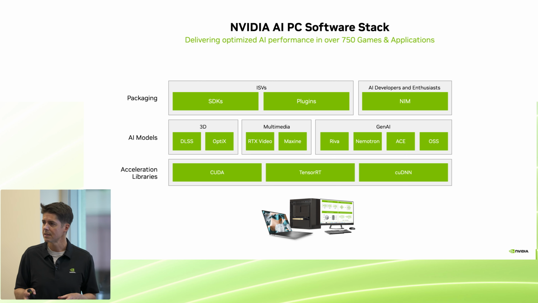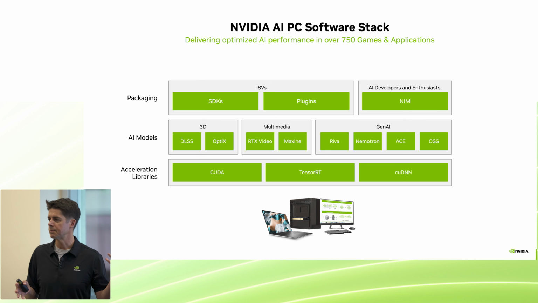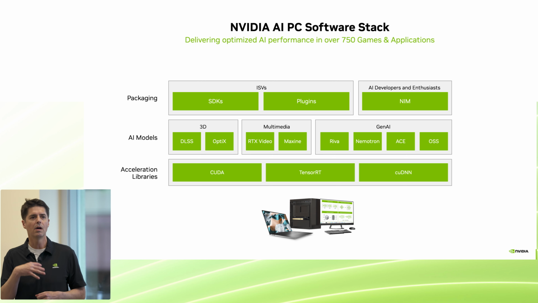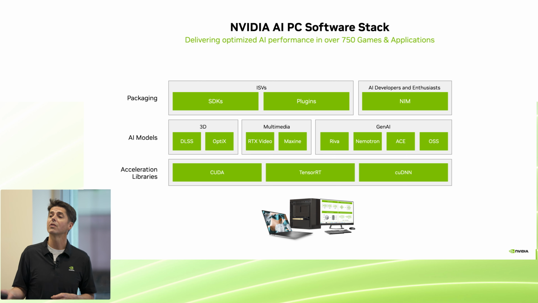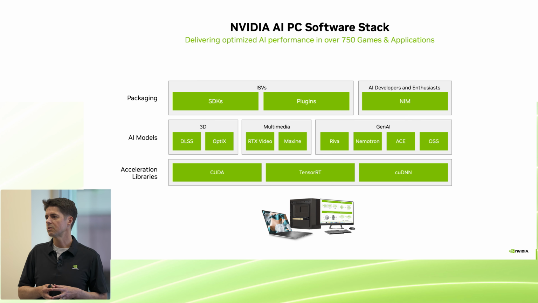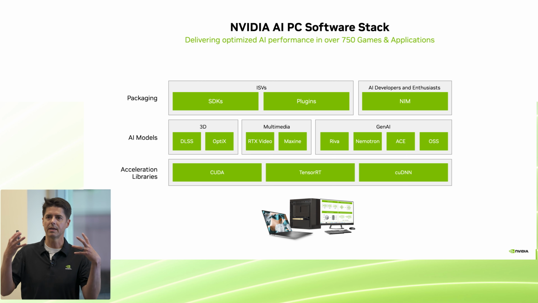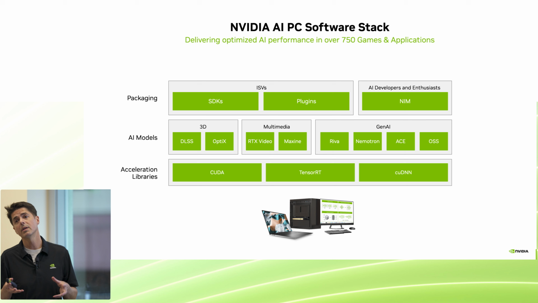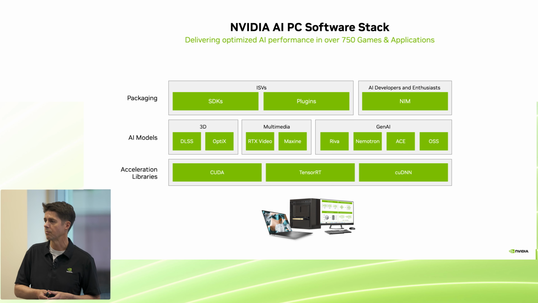So for ISVs, we have SDKs that encapsulate these models and other functionality. We also have plugins that give ISVs access to models running on the RTX GPUs that they can use for integrating into their platforms. Then for AI developers and enthusiasts, we have NVIDIA NIM. And NVIDIA NIM is a platform where we encapsulate AI models into containerized microservices that make it really easy to develop and deploy AI capabilities. And that's a lot of what we're going to be talking about in this presentation here today.